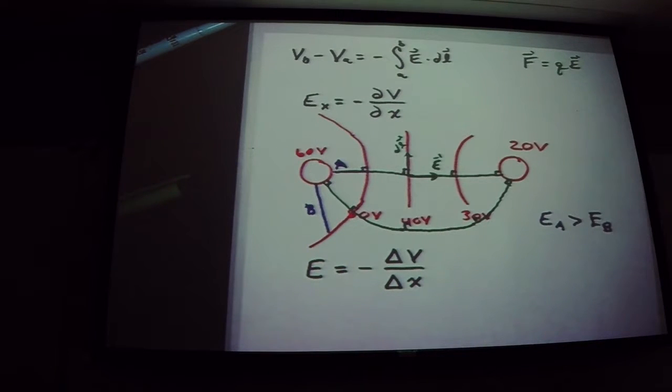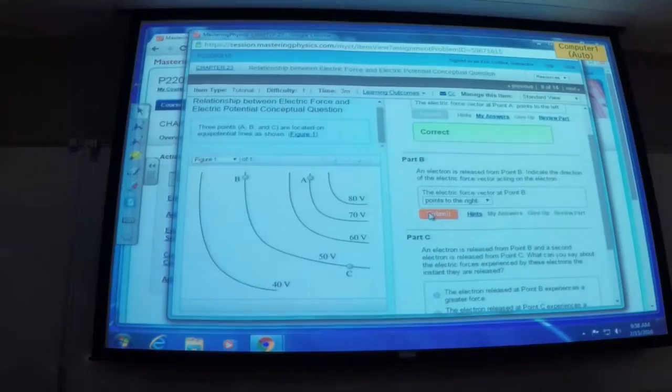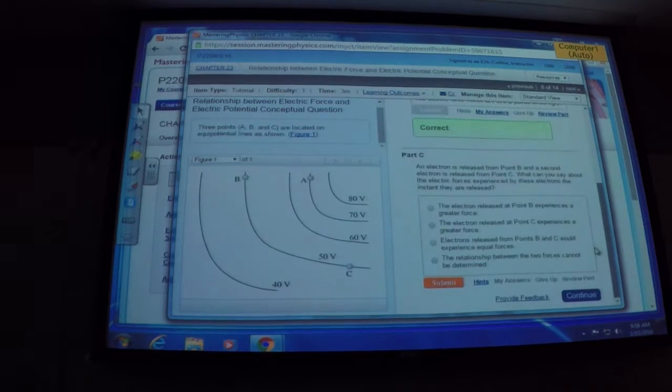Okay, so, I didn't submit these, I'm sorry, let me submit. Because you gotta remember, you always must submit to Mastering Physics. Submit to the master.